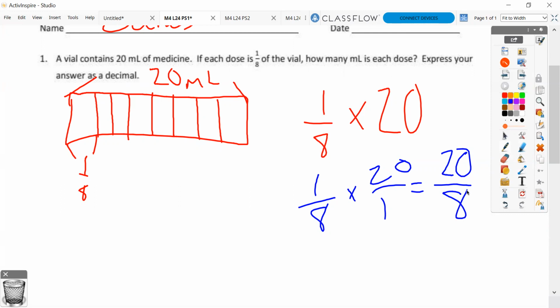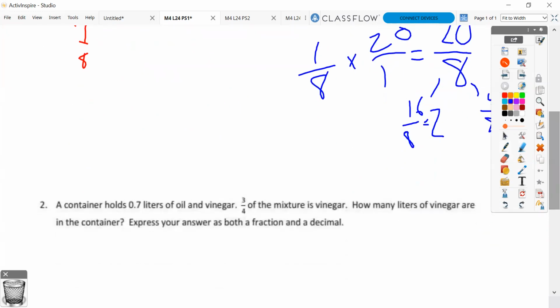So if we think about how many 8/8, how many wholes we can pull out of 20, 8/8, 16/8, third group would be 24/8. So I can't do that. So I can do 16/8, which we know equals 2. And then that would leave us with 4/8. So we could leave the answer as 2 and 4/8.